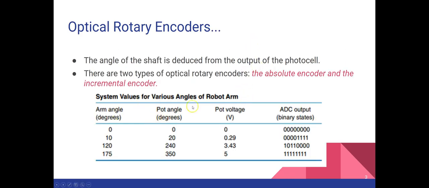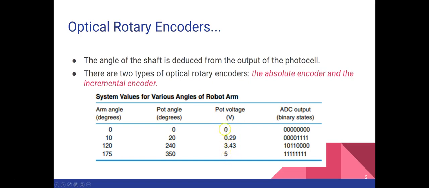So here we see an example of a robot arm where feedback from the optical rotary encoders can be used to determine the current position of the robotic arm. Using this data, the controller can direct a movement of the arm in each of its planes of motion. Here you see the angles in degrees: 0, 10, 120, 175, and this is the potentiometer angle shown over here: 0, 20, 240 and 350, and this is the pot voltage corresponding to that.